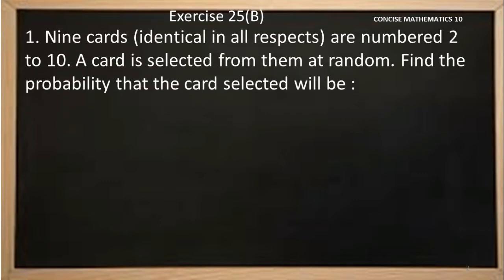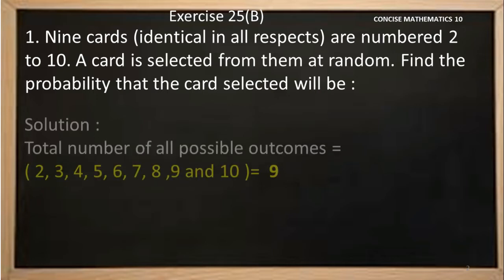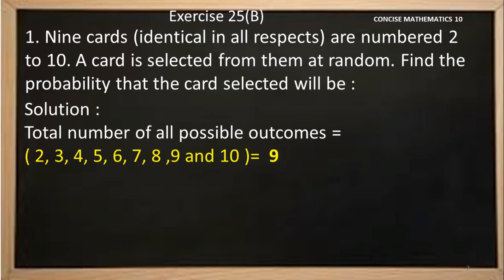Nine cards identical in all respects are numbered 2 to 10. A card is selected from them at random. Find the probability that the card selected will be... Now the question is, there are numbers 2 to 10 which are placed on the card. So if you count from 2 to 10, then all possible outcomes will be equal to 9.